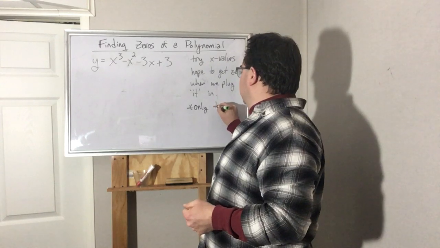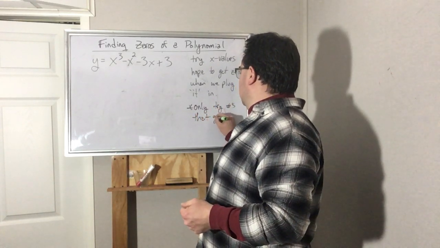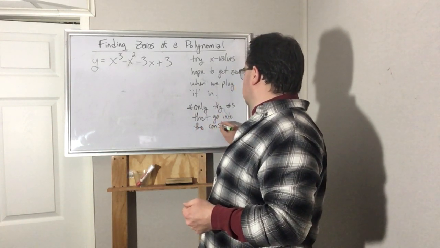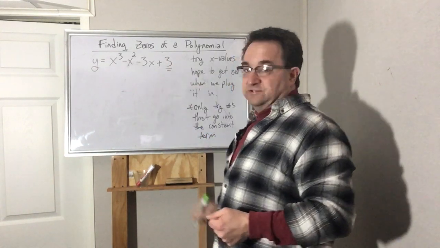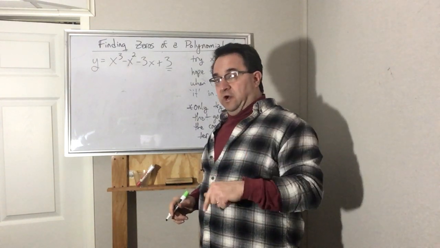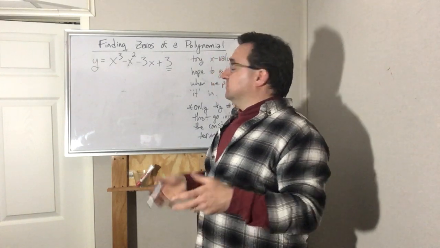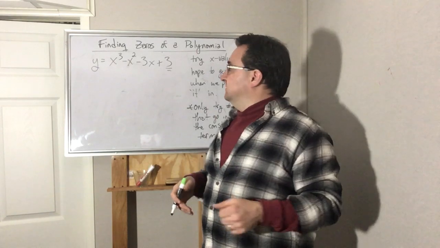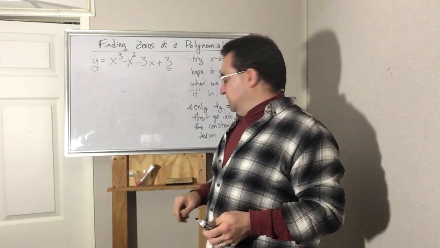Only try numbers that go into the constant term. That would be just the number term. So for this problem, I could try to plug in 1 for all the x's to see if it equals 0. I could try minus 1, I could try plus 3, or I could try minus 3. I would not want to try 2 because 2 doesn't go into that number.